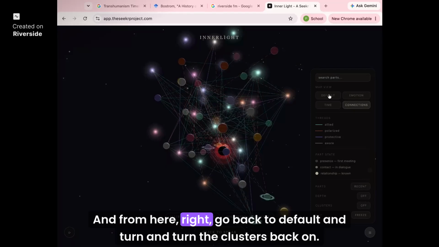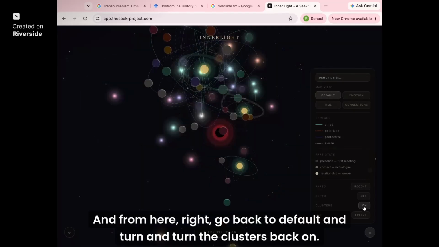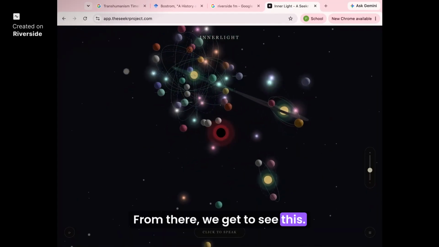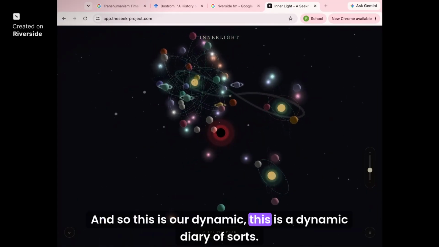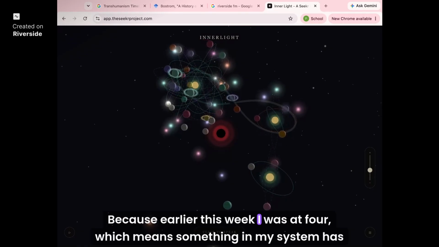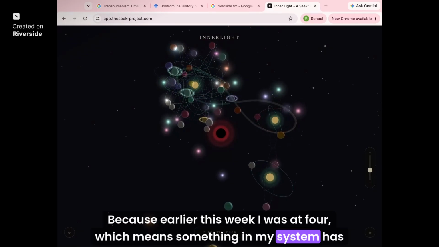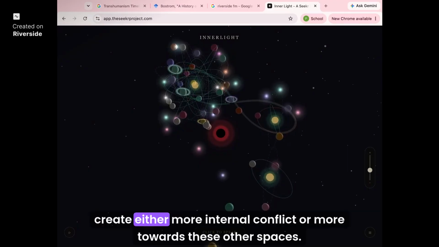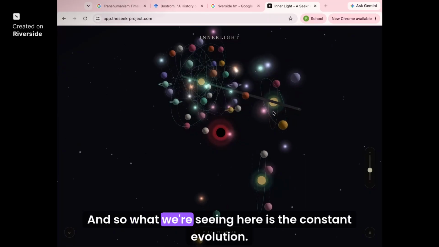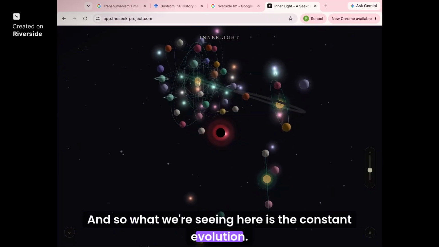And from here, right, go back to default and turn the clusters back on. From there, we get to see this. And so this is a dynamic diary of sorts, because earlier this week I was at 4, which means something in my system has changed to create either more internal conflict or more towards these other spaces. And so what we're seeing here is the constant evolution.